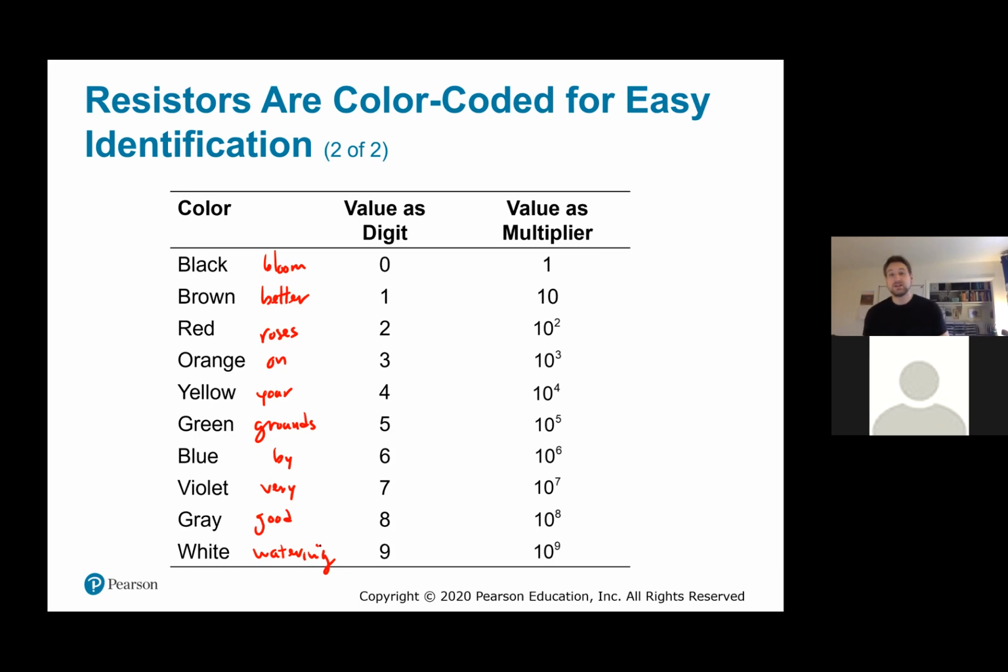I remember the order of these colors with this mnemonic device. I don't know. It's like Roy G. Biv, but longer. Bloom better roses on your rounds by very good watering. It's not very good grammar, but it'll do the job. But yeah, we can look this up in a table. No big deal.